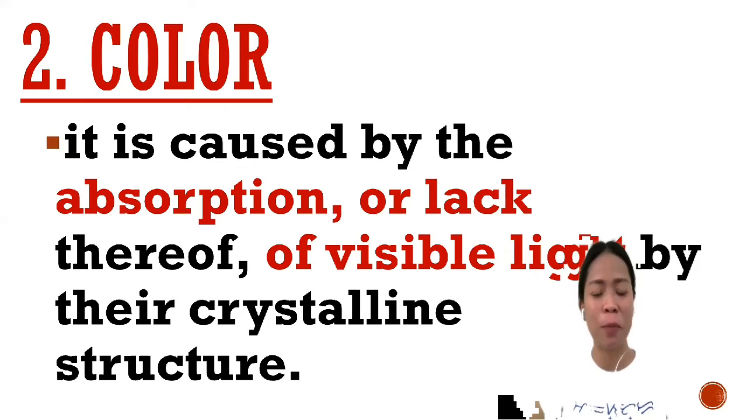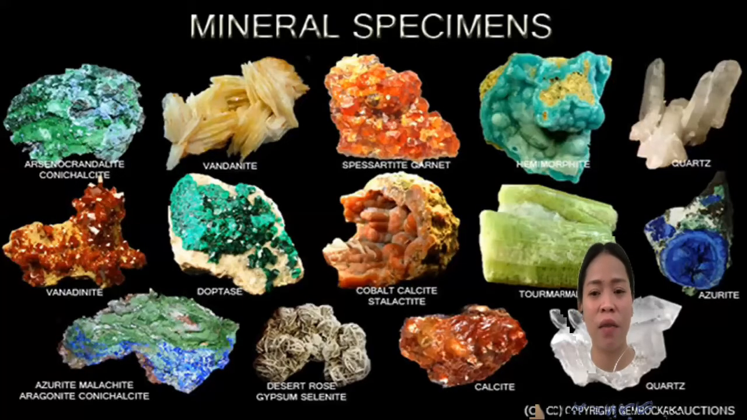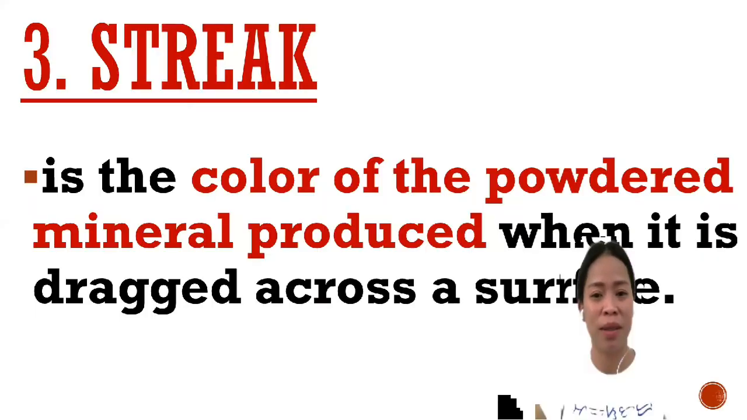The second physical property of minerals is color. Color is defined by the lack or absorption thereof of visible light by their crystalline structure. Look at the different colors of some of the minerals found all over the world. We have vanadinite, quartz, and many more. They are colorful because they are made up of different elements found in the periodic table.